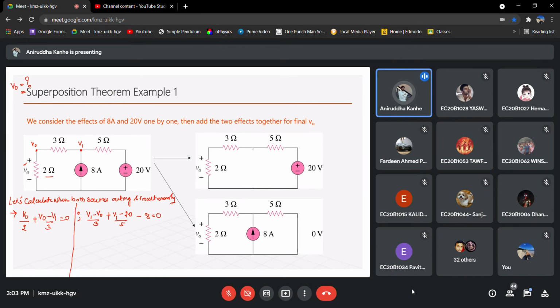Now can anyone tell me what is the relation between V0 and V1? 3V0 plus 2V0 minus 2V1 is 0. So this comes out to be 5V0 is 2V1, or else V1 is 5 by 2 V0. Is that okay?